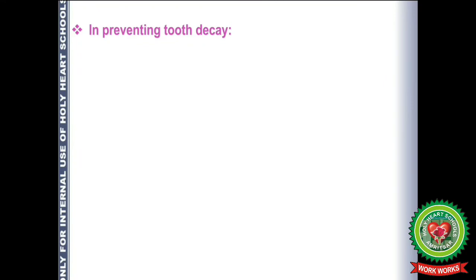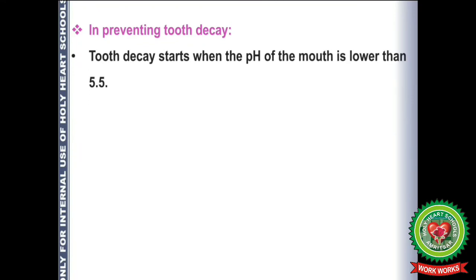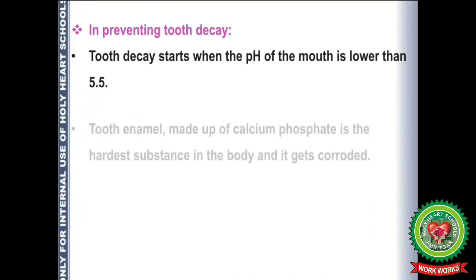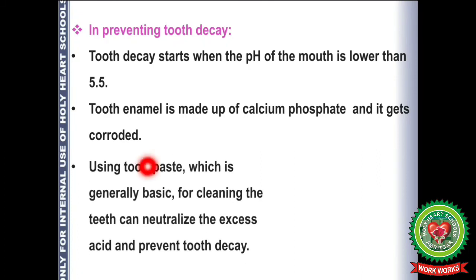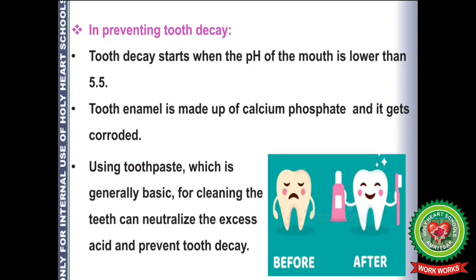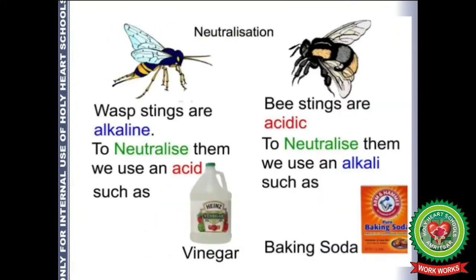The second one is in preventing tooth decay. Tooth decay starts when the pH of the mouth is lower than 5.5. That means slightly acidic. Tooth enamel is made up of calcium phosphate and it gets corroded. Using toothpaste, which is generally basic, for cleaning the teeth can neutralize the excess acid and prevent tooth decay.